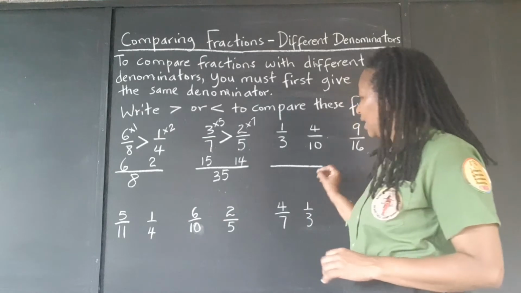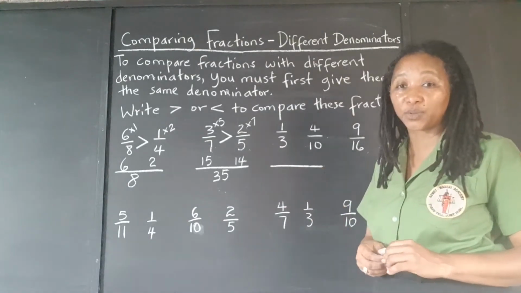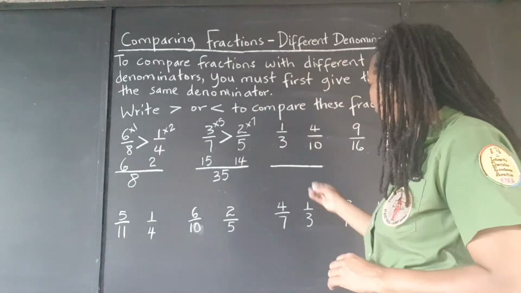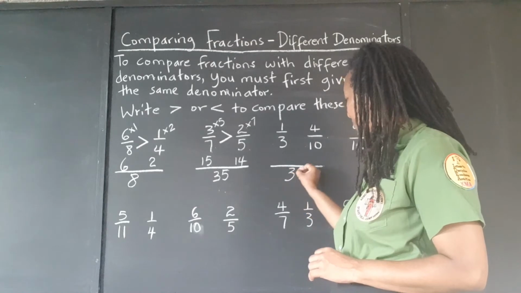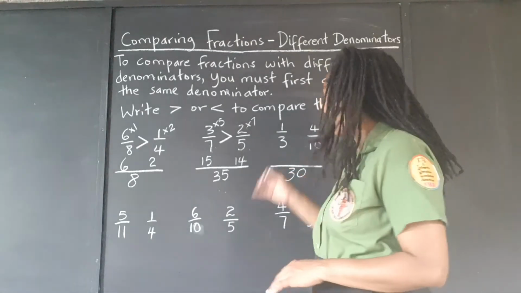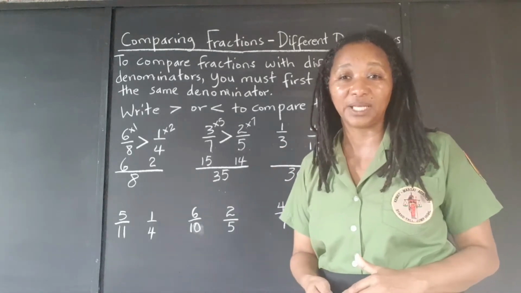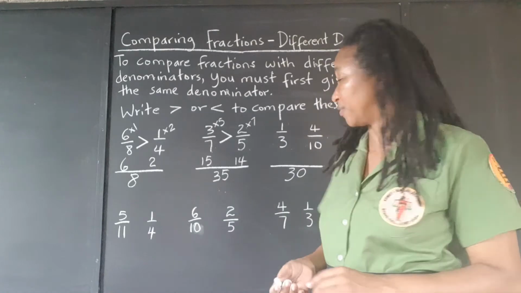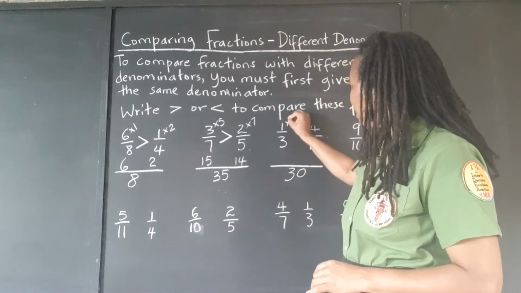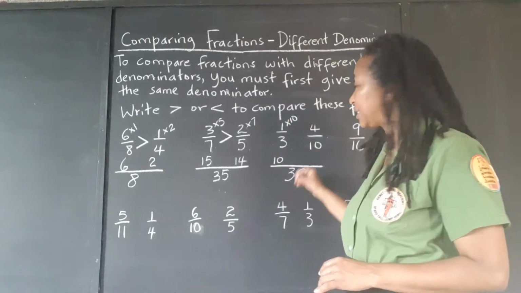So what's the smallest number that 3 and 10 can go into? What's the LCM of 3 and 10? That would be 30. So now we're going to create equivalent fractions for 1/3 and 4/10, so we can have the same denominator, so we can compare the numerators. 3 goes into 30 10 times. 1 times 10 is 10. 10 goes into 30 3 times.